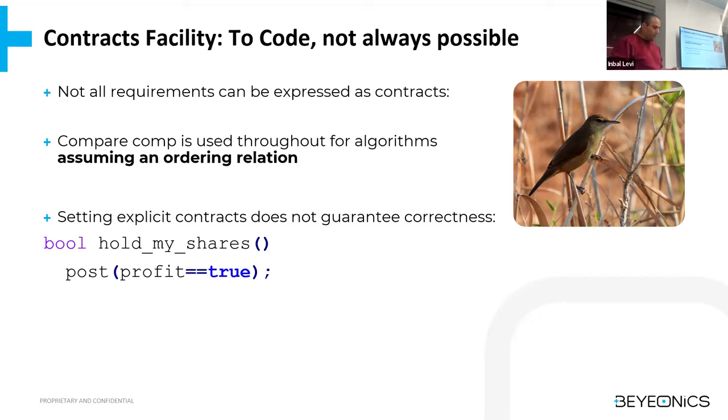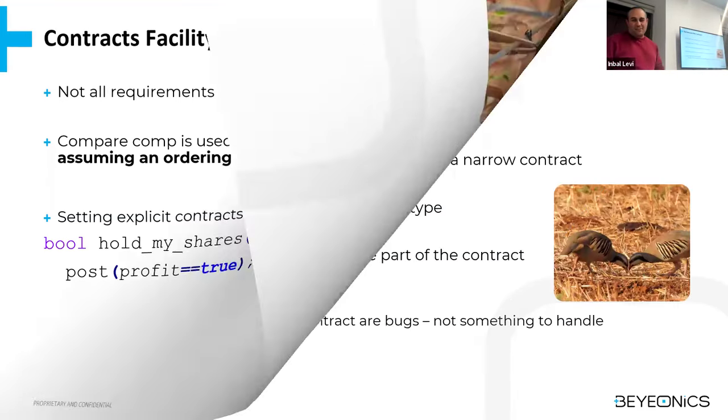And the last one is just a joke: if you write a function hold my shares and in the postcondition you say profit must be true, correctness doesn't go with that.